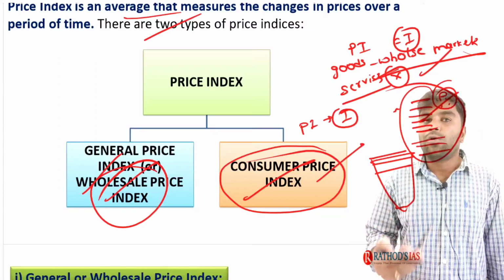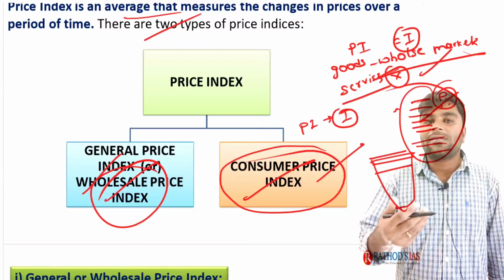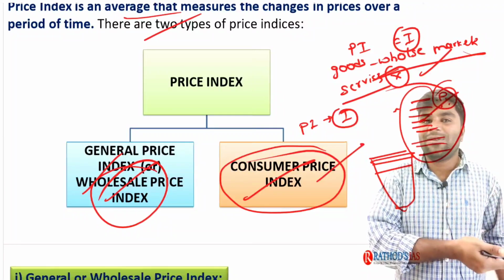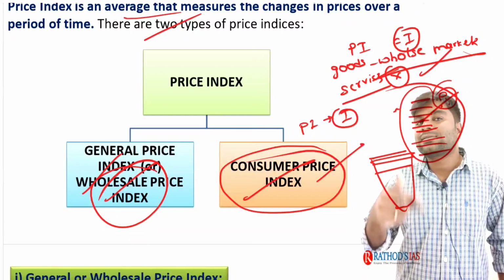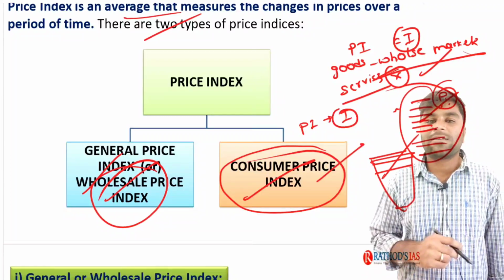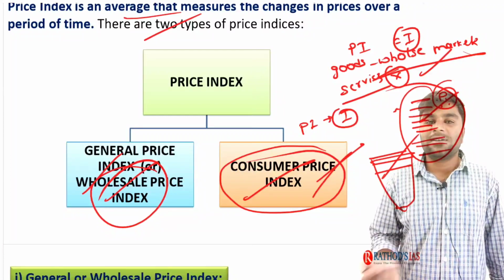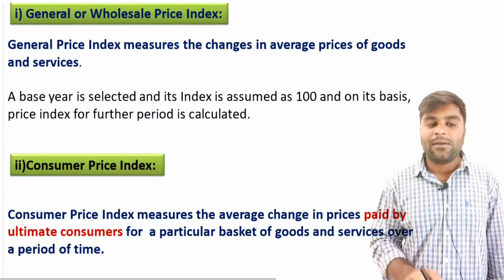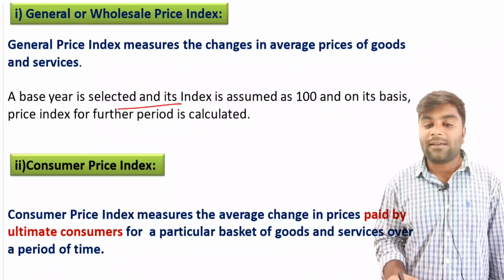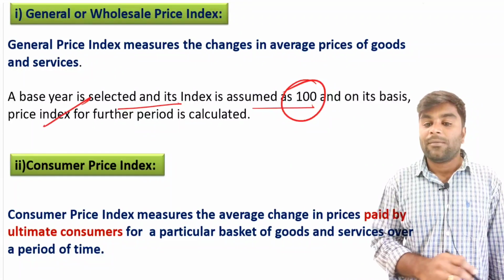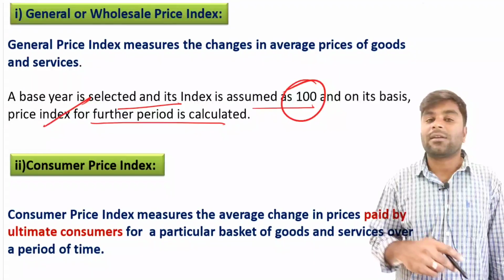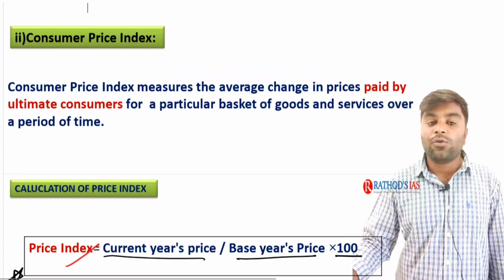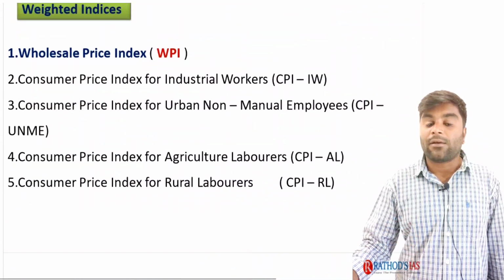I hope you know how to calculate the inflation, and if we calculate the inflation the same way for the whole goods that are transacted in the wholesale market, you get the WPI inflation. And if we calculate the same price index and express the inflation for only a basket of goods, you will get the consumer price index based inflation. Simple, right? Next. See, the base year is selected and the index is assumed as 100, and on its basis, the price index for further years is calculated. Just now we have discussed how this index is calculated. So this is how you calculate the inflation rate for the economy.